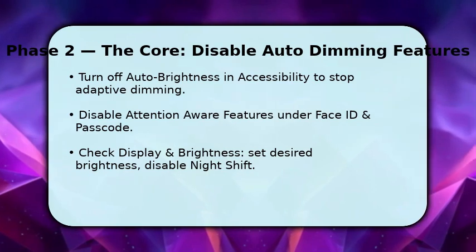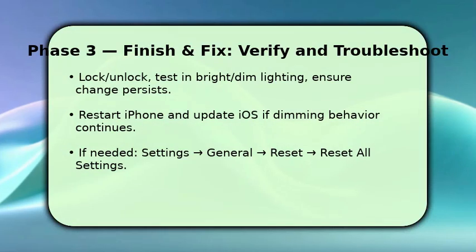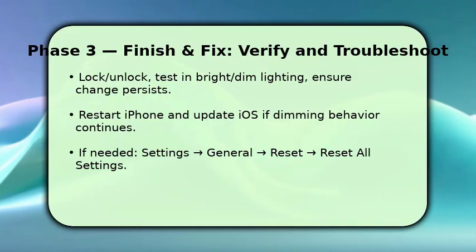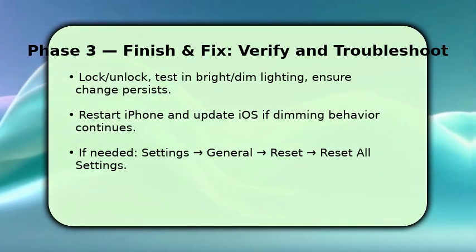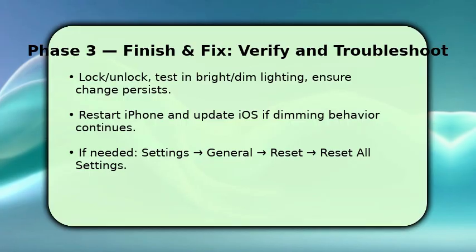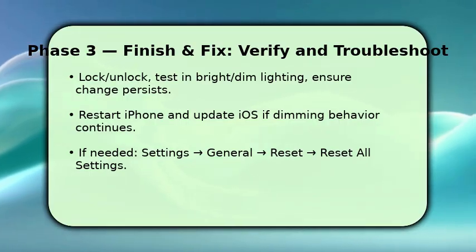Finish by testing. Lock and unlock the phone, move between bright and dim lighting, and confirm the screen holds the brightness you set. If the problem persists, restart the iPhone and install any pending iOS updates, because software fixes sometimes correct display issues.